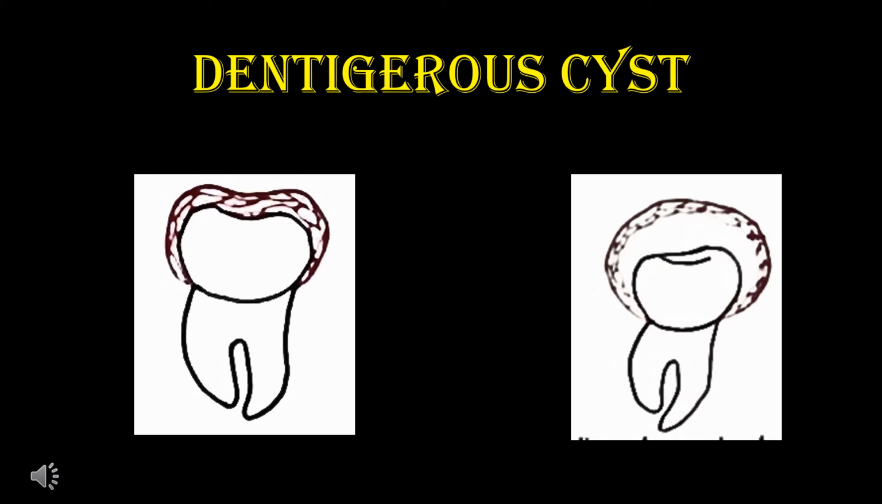Now you just see the left side picture. In the left side picture you can see an unerupted tooth and it is covered by a reduced enamel epithelium. The covering of the reduced enamel epithelium is from CEJ to CEJ. The reduced enamel epithelium consists of an inner enamel epithelium and the outer enamel epithelium. This reduced enamel epithelium protects the enamel until it erupts into the oral cavity.